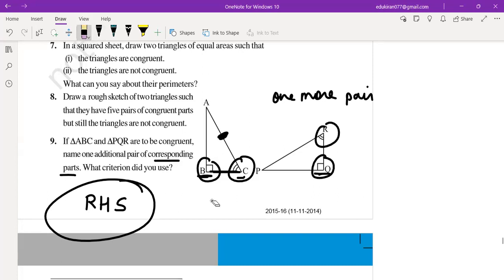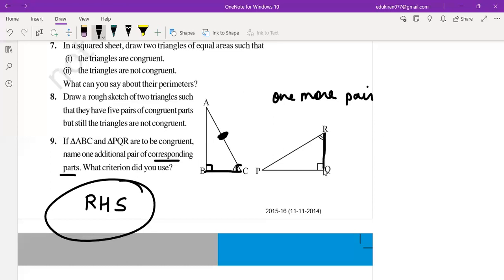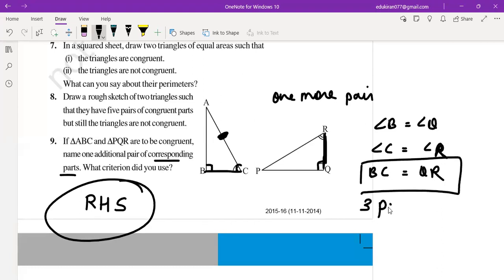Getting it? See. Now the question is, ma'am, why did you take BC and QR only? Because you can see BC, there is this 90 degree as well as the angle. And in PQR, RQ also, this and this, right? So now I have three criteria. One is angle B is equal to angle Q. Angle C is equal to angle R. And the third one is BC is equal to QR. Clear? Fine. So this will be your third pair. Fine with everybody? Yes, ma'am. Okay. So you can note it down. This will be your third pair.